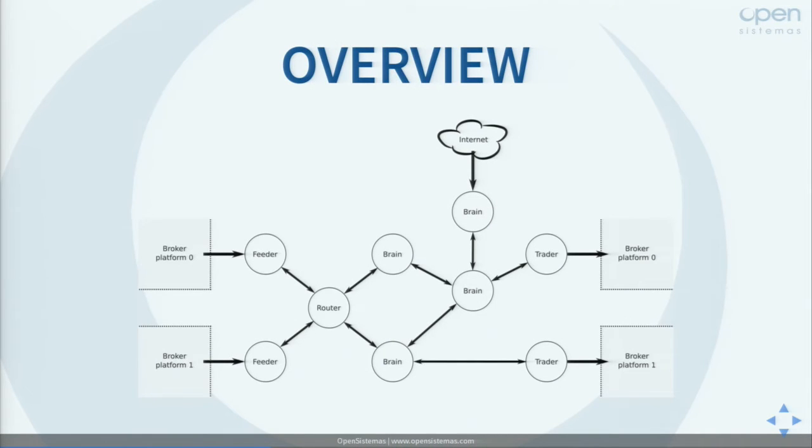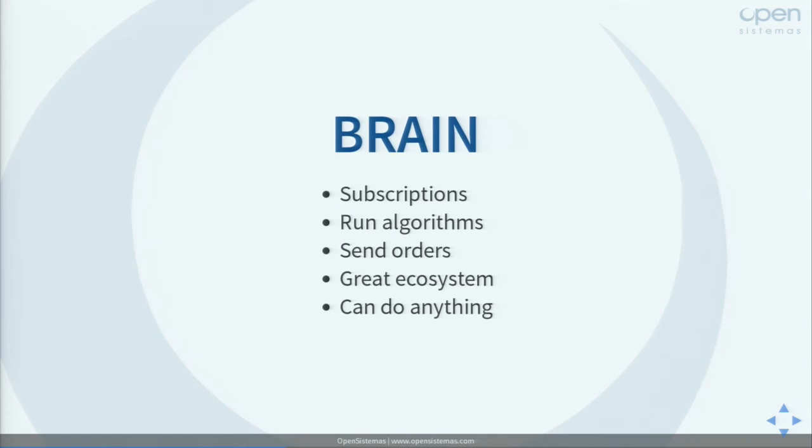On the right of router, we can find the brains. The brains are the most common agents in the system and are able to subscribe to router in order to receive updates on market data and are able to subscribe also to other brains. These agents run the actual algorithms for automated trading. So they are perhaps the most important agents in the system. So they must be able also to send orders, like buy or sell.